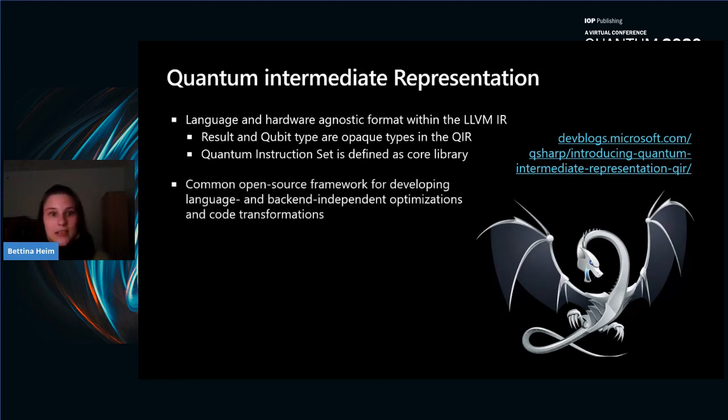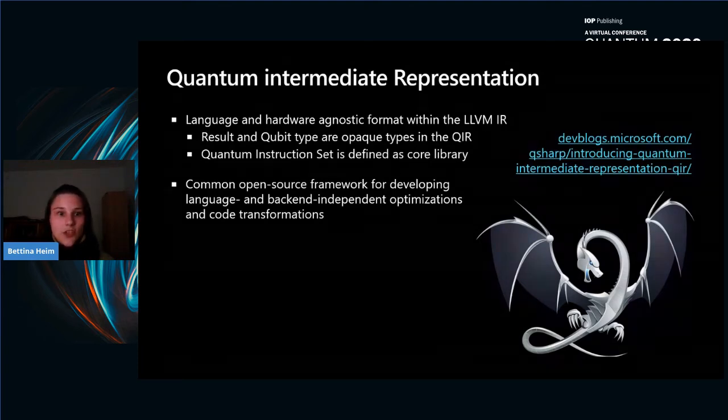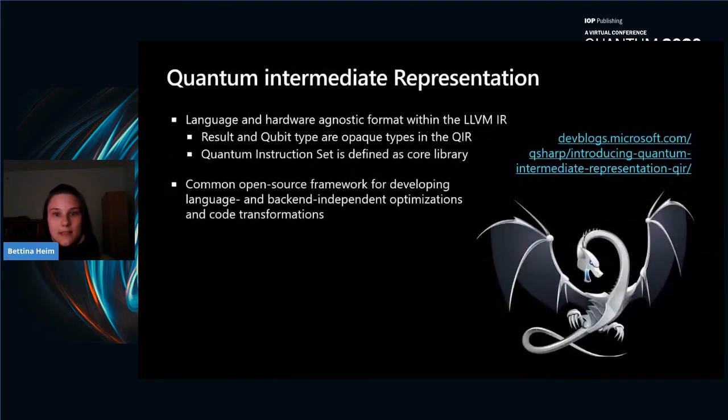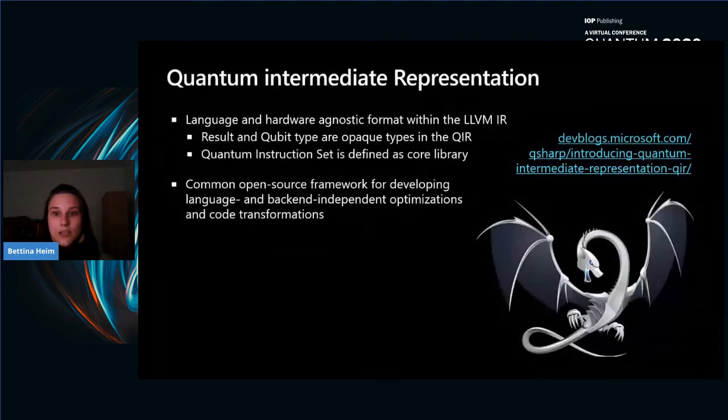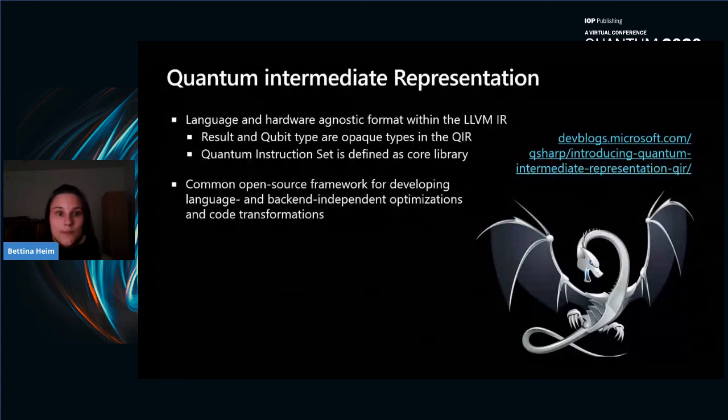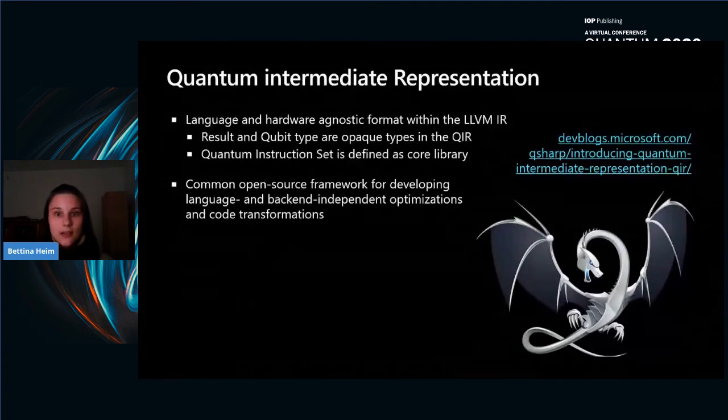So QIR thus defines a foundation for developing optimization passes and code transformations that can be shared across different languages and backends, and facilitates integration between different frameworks. For example, we're currently collaborating with Oak Ridge National Laboratory to enable an integration with the XACC quantum programming framework.